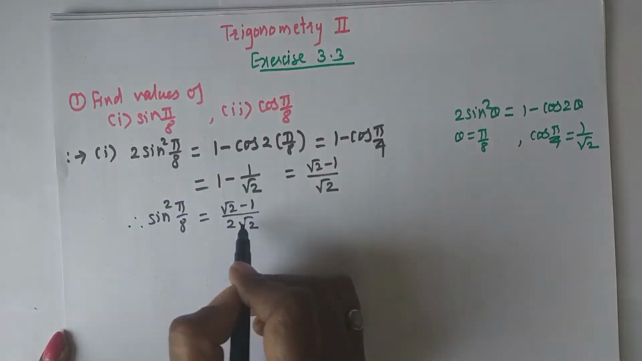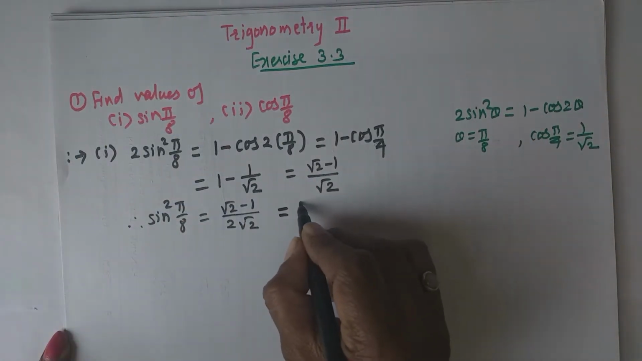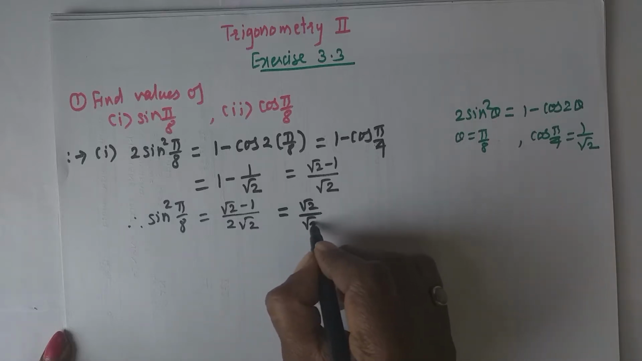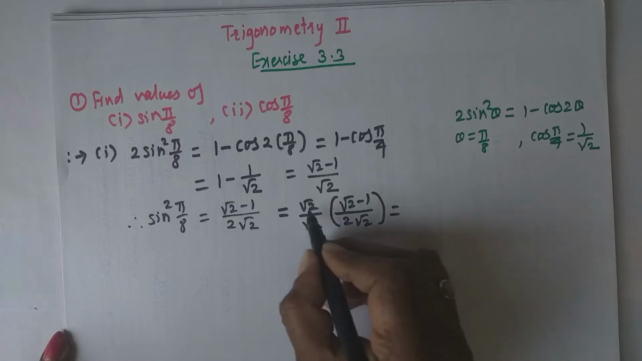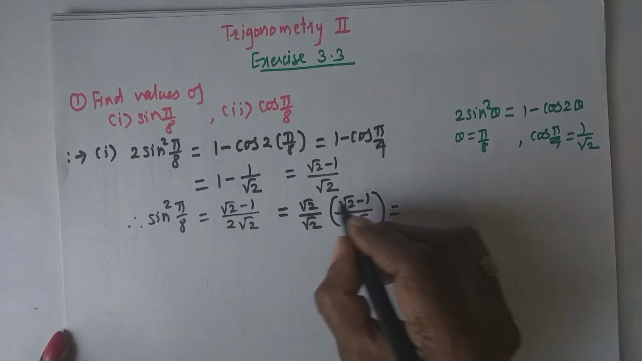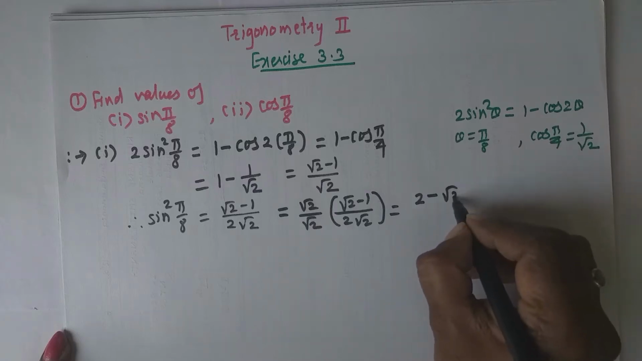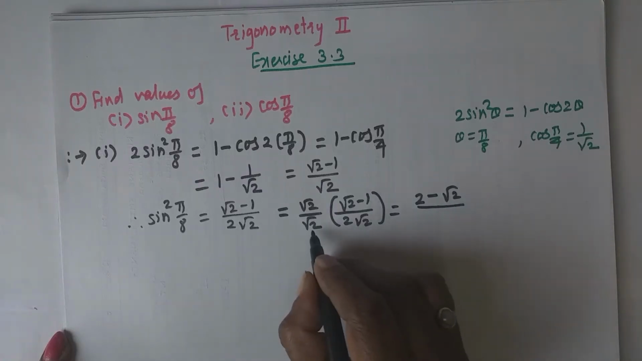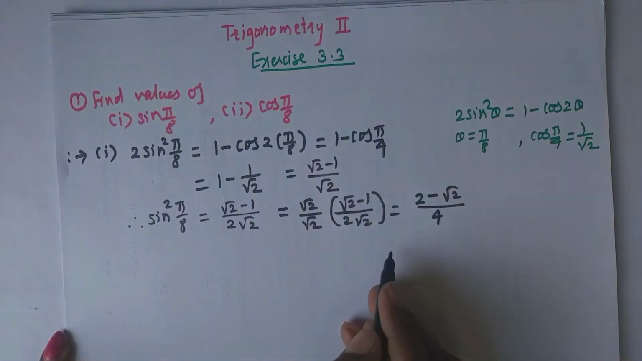I am taking this 2 to this side. Now I will rearrange this term. I will divide numerator and denominator by root 2. Now simplify this. Now take this root 2 inside the bracket. Root 2 into root 2 will be 2, minus 1 into root 2 will be root 2. Now this root 2 and root 2 will be 2, and 2 into 2 will be 4. This is the value of sin square pi by 8.